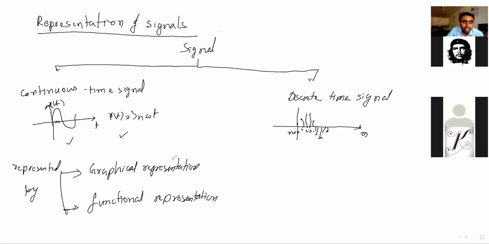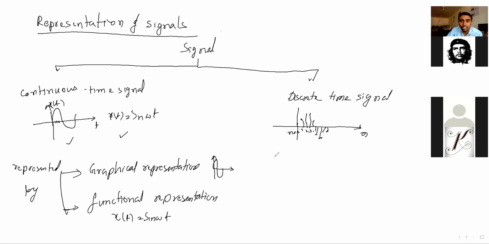Graphical means if we show some plot like this, this is one type of graphical representation. Functional representation means, like I said, x(t) equal to sin(ωt). This is a functional representation.